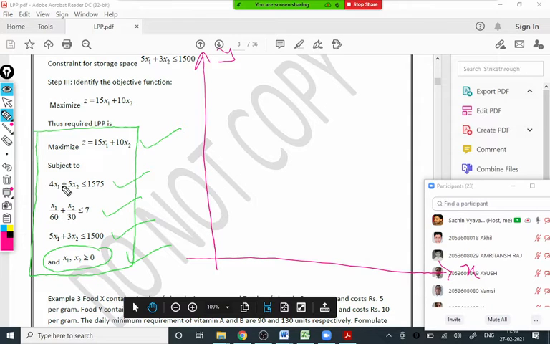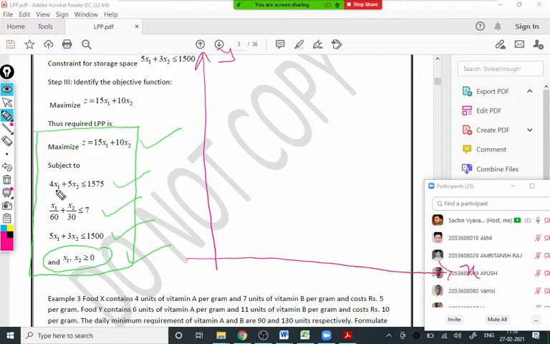For example, the first line we have to draw is 4x plus 5y equals 1575. That is the first line. We convert the inequality to equality. Then you will observe that to draw a straight line, we require a minimum of 2 points. So can you tell me what those 2 points should be?